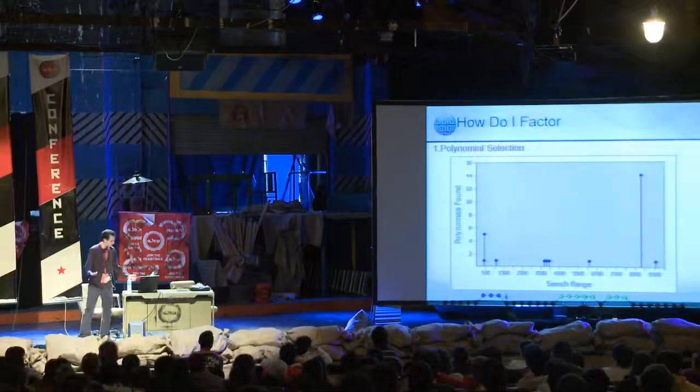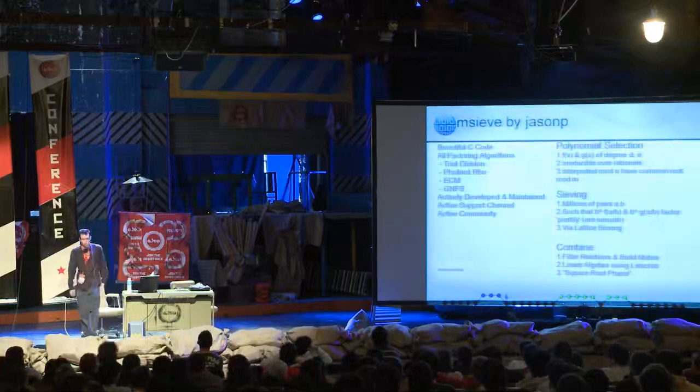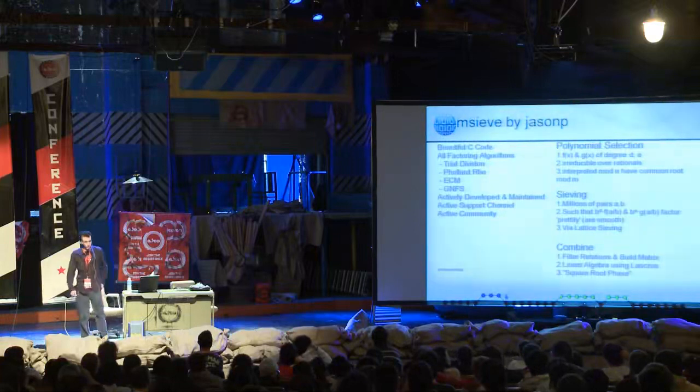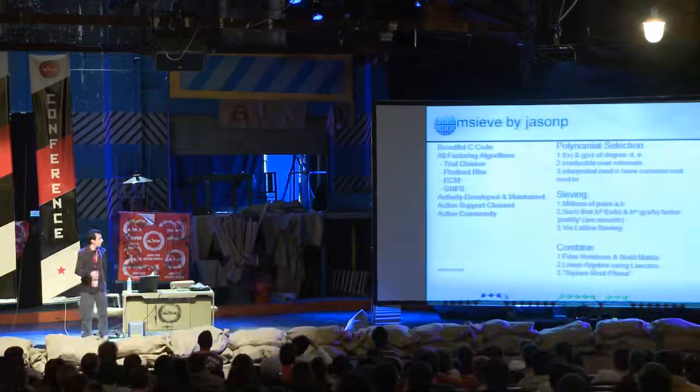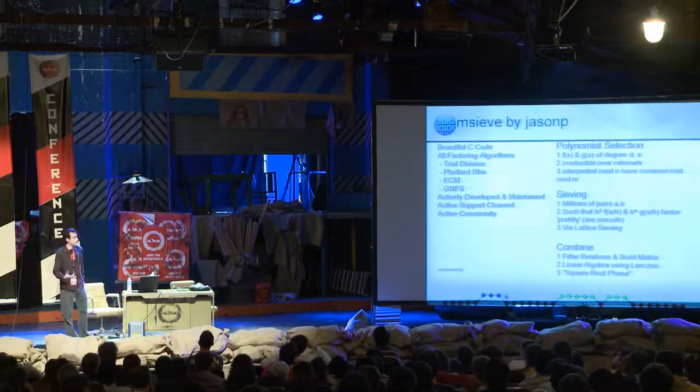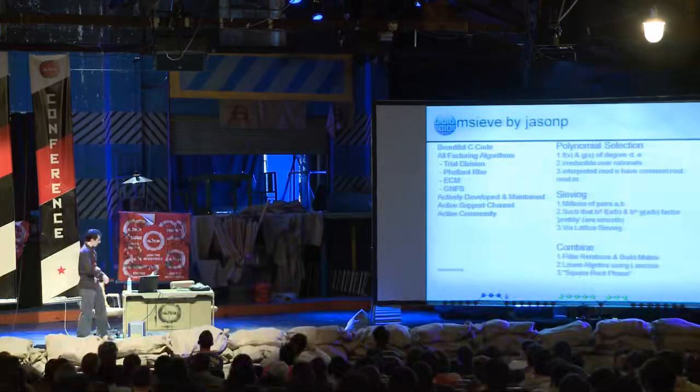So how do we actually do this? There's a program called MSieve. And it's fantastic. It is beautiful C code. It does all the factoring algorithms. It's actively developed and maintained. The author is a really nice guy. There's a community of people who use it. And we're going to use it for polynomial selection and the combine.